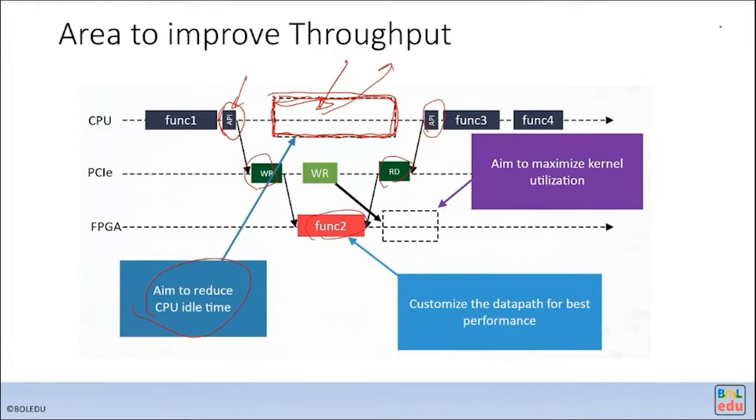And the second optimization, of course, is the accelerated function. You have to customize the data path for best performance, so you try to reduce the computation time here. And also, in the FPGA, there is the kernel function, so you need to maximize the kernel utilization. There are two computation resources, one is the CPU and one is the FPGA. Make sure those two computation resources are fully utilized. Don't make them idle.